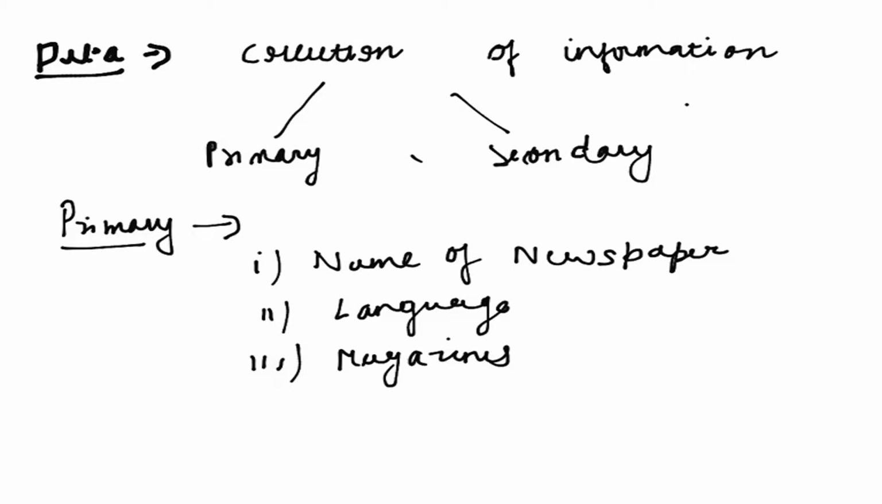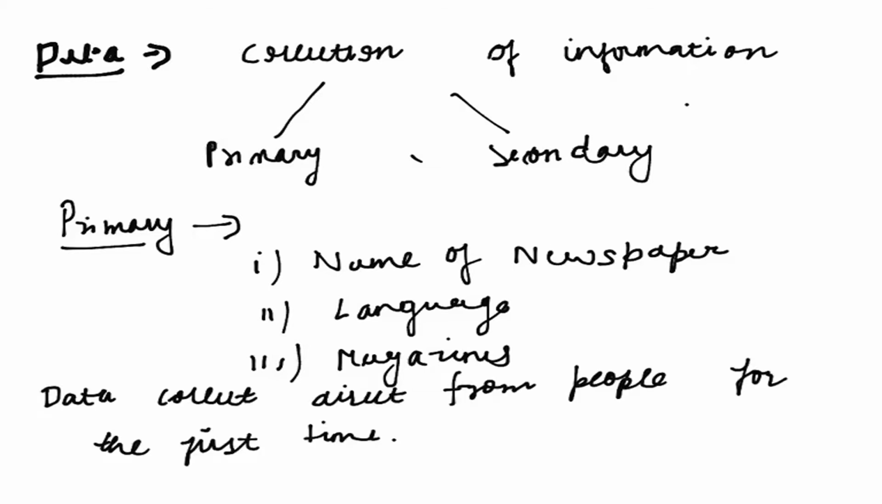So for this, what can I do? I can personally go to each house and collect the data, which newspaper you want, which language you want, whether you want some magazine with the newspaper or not, and can provide the newspaper to the particular house. Means I am collecting data directly from the people for the first time. So this type of data that we are collecting directly from the people is known as primary data.